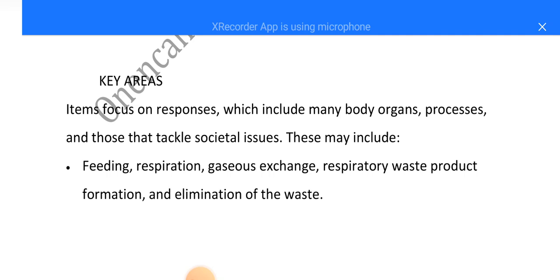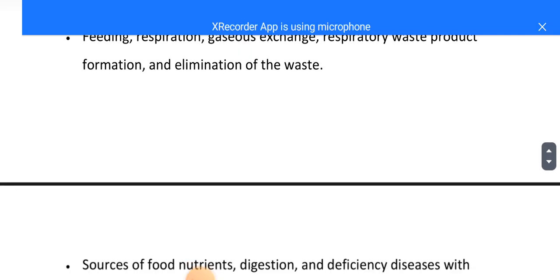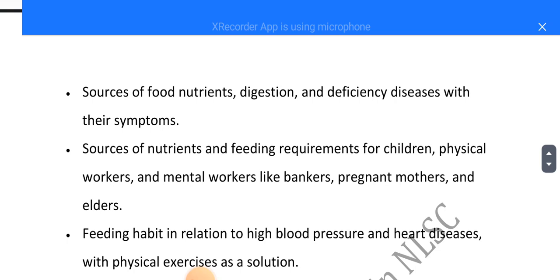This may include feeding, respiration, gaseous exchange, respiratory waste product formation, and the elimination of waste products. That is all senior 3 work. Now we have to look at sources of food nutrients, digestion, and deficiency diseases with their symptoms. So a learner is expected to know all this. Then the sources of nutrients and feeding requirements for children, physical workers, mental workers like bankers, pregnant mothers, and elders.